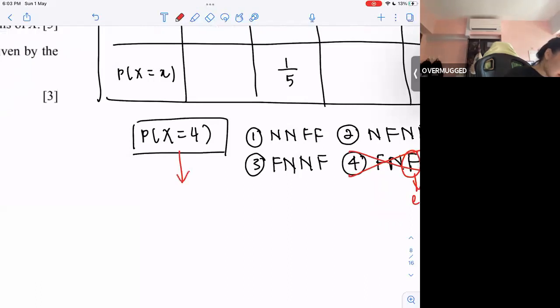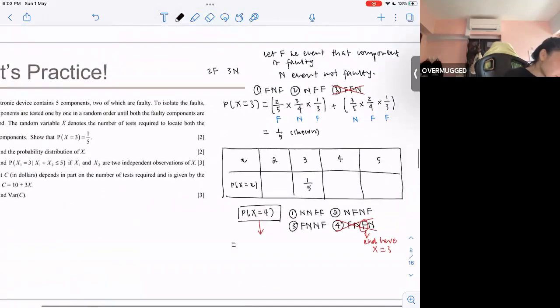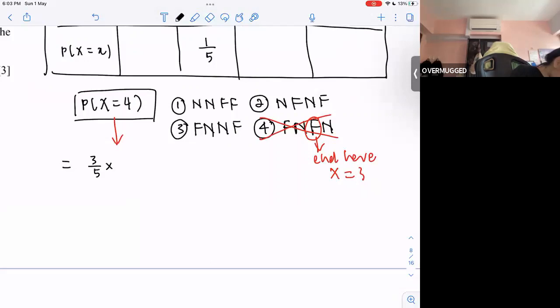So let's find this. The probability of x being 4 will be, okay, not 40 has 3 components, right? So it will be 3 out of 5 times, and then I'm left with 2 not 40 out of 4, times 2 out of 3, times 1 out of 3. This is for the first scenario.